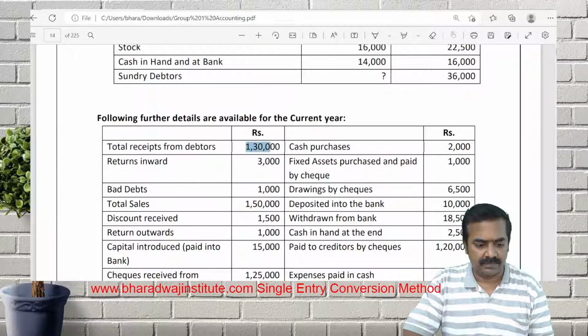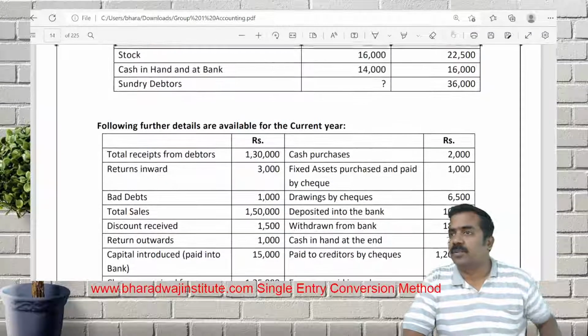Total receipt. We have to find the opening. Okay, can you try this question at home?